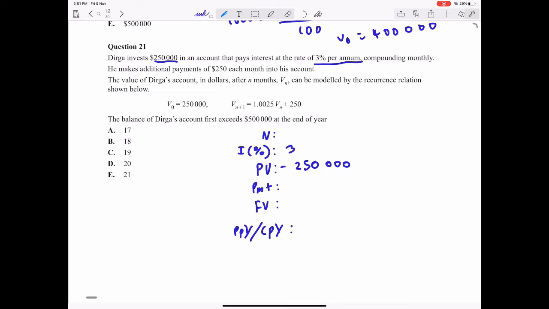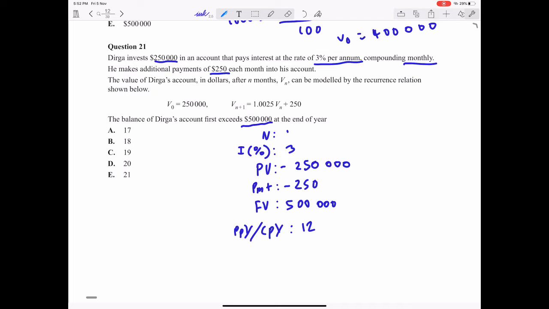The account pays interest at the rate of 3% per annum, so therefore enter 3 over here. And compounding monthly, therefore 12 for PPY and CPY. He makes additional payments of $250 each month into his account, so $250 into his account is negative $250. And so we know that the future value would be $500,000, because we want to find when it first exceeds that. So $500,000, and that will give us the value of n.